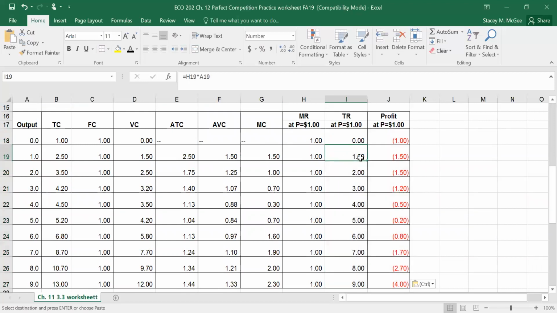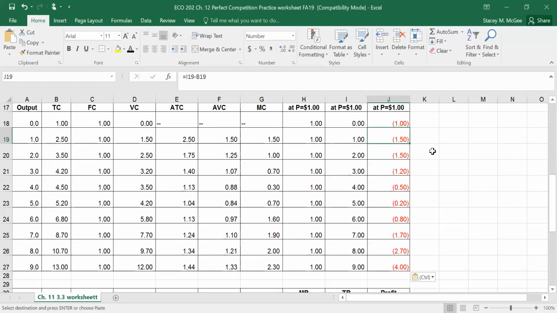And so if she sells one, she makes $1. If she sells two, she makes $2, like that. And then here's my profit, where I'm subtracting the total revenue minus the total cost. Now, if we look at this, they're all negative. She cannot make money.